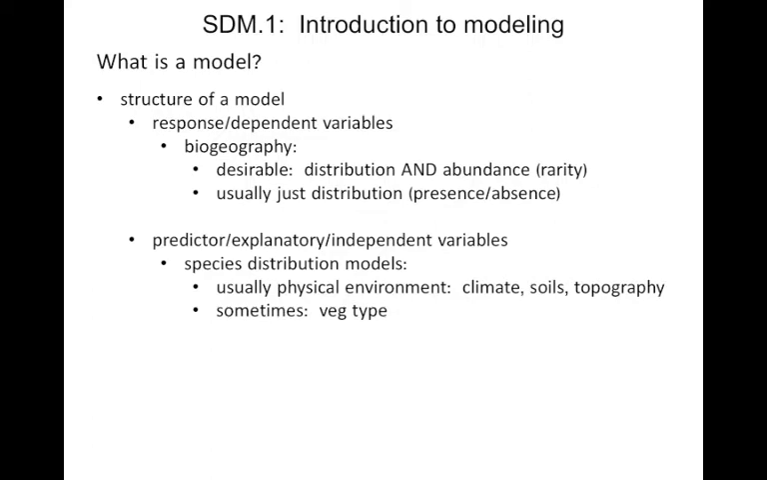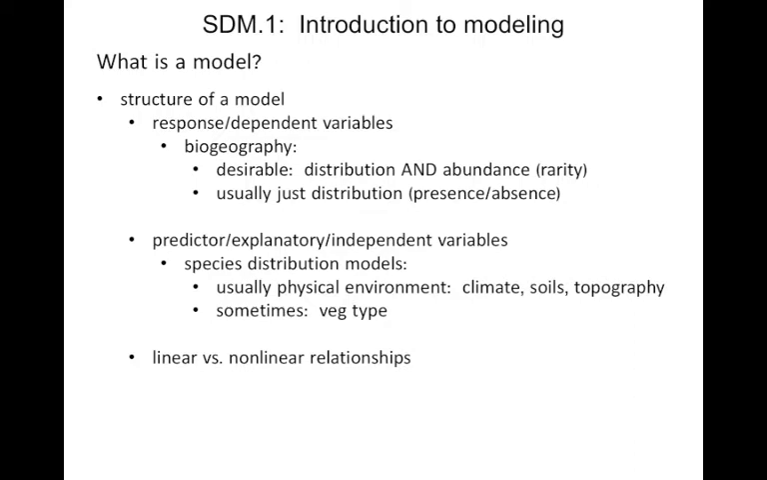Second, there's a set of predictor variables, explanatory variables, independent variables. These are all the same thing. They're basically inputs to the model. And for species distribution models, we usually consider the physical or abiotic environment. So soils, climate, topography are often drivers. Sometimes studies include vegetation type. For instance, if an animal has a particular requirement for food resources or habitat resources, we can include that as an input variable to the model.